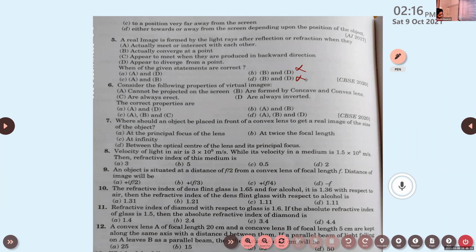Which is the right answer? Confusion. The option C is not there. Actually, here the options are repeating, right? A and D, A and B, B and D, A and D, B and C.